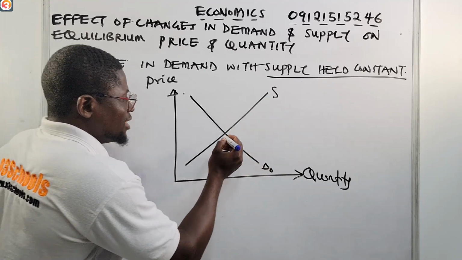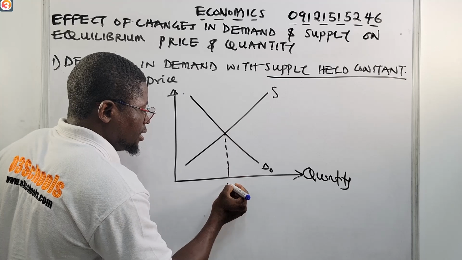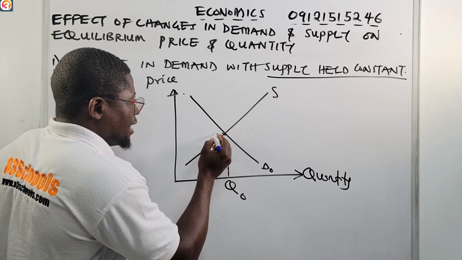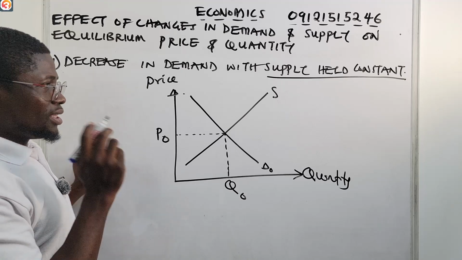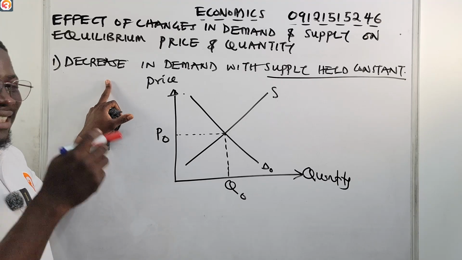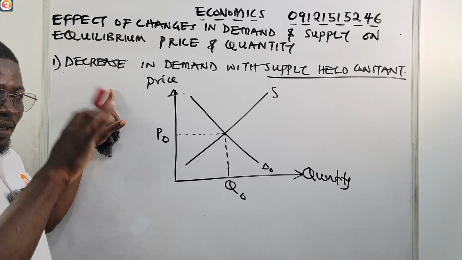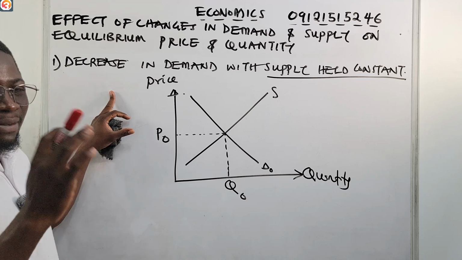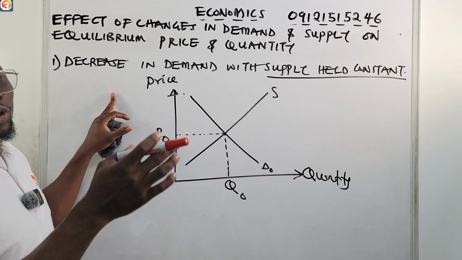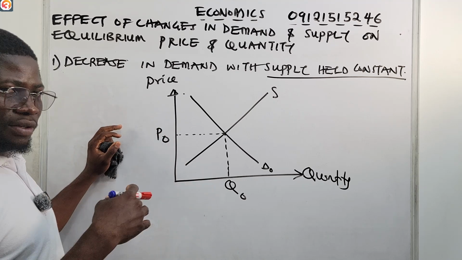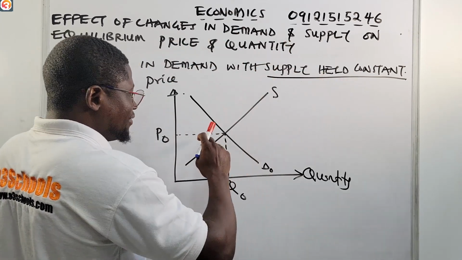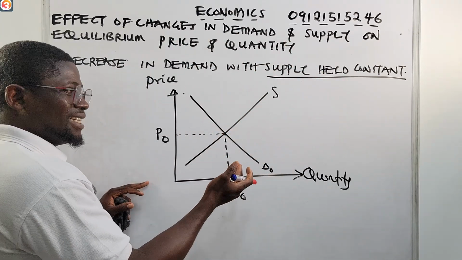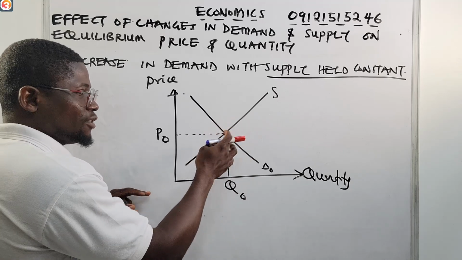Let us now trace our equilibrium quantity, our Q naught, and our P naught, which is our equilibrium price. Now, what is happening? There's a decrease in demand, and when demand decreases, there's a shift in the demand curve from right to left. When there was an increase, we shifted to the right, from left to right. Since there's a decrease, we shift from right to left.